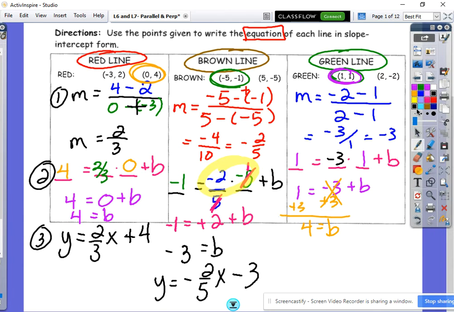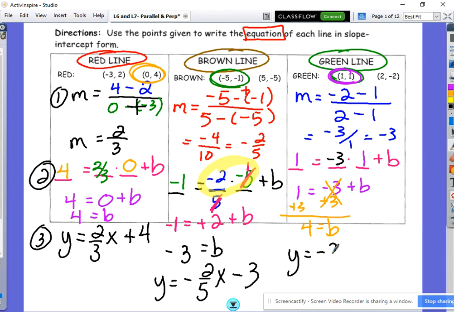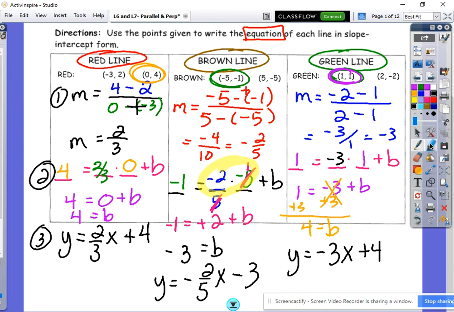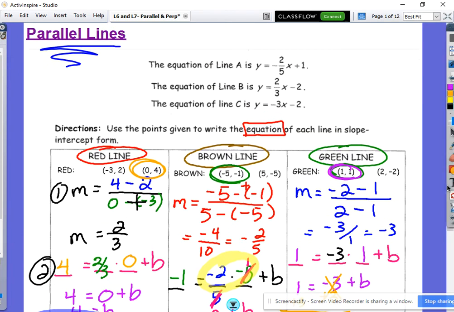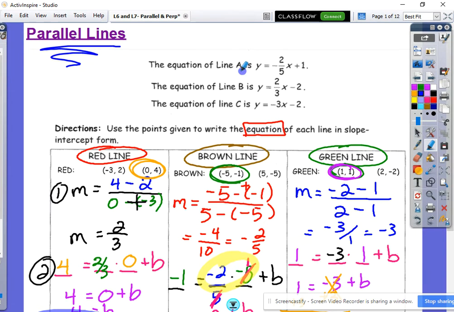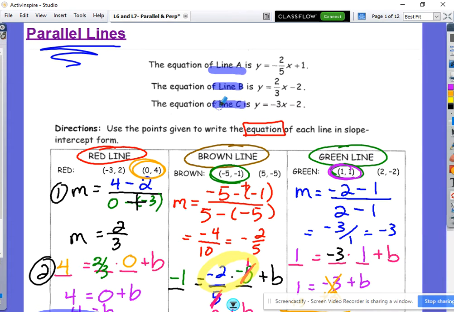So hopefully you've had a chance to practice those. Bring that all back together. Our equation is y equals negative 3x plus 4. And the reason why we're doing that, now that we have our three equations, I'm just going to highlight those for us here at the bottom. Now that we have our three equations, equation here, equation here, equation there, we want to compare those to the equations up above, line A, line B, and line C.